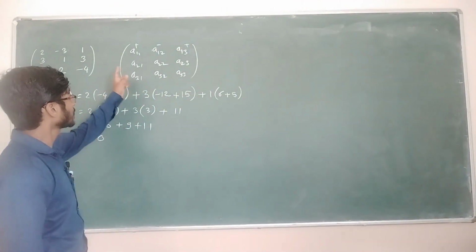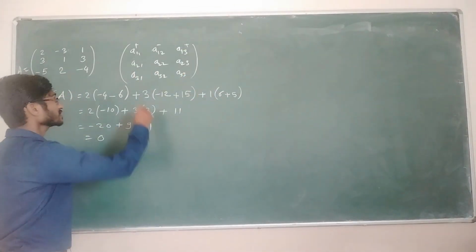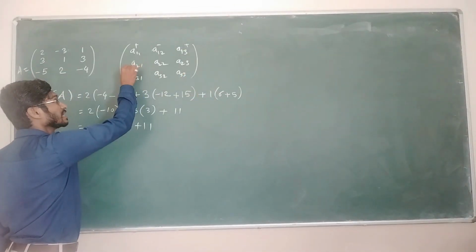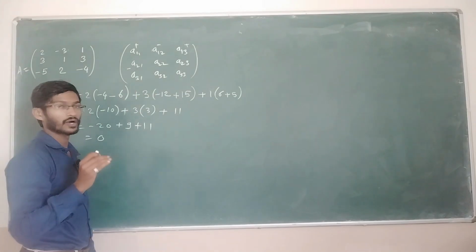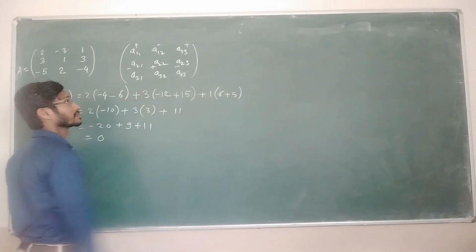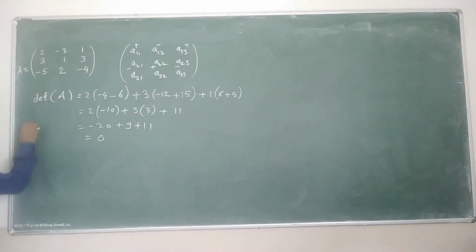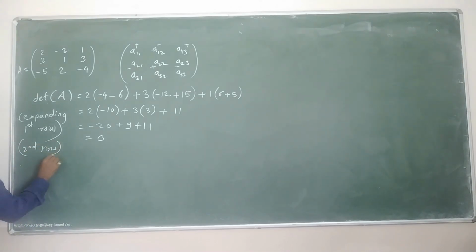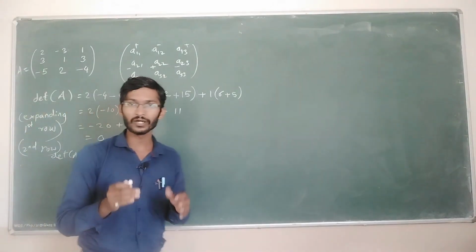Now because I am expanding with the second row, I should remember that 2 plus 1 is 3, negative because it is an odd number. Here plus because 4 is even, and again minus. So this is the pattern for expanding the first row. Now I will expand using the second row. Using the second row, the determinant of A. I am taking the determinant of the same matrix.